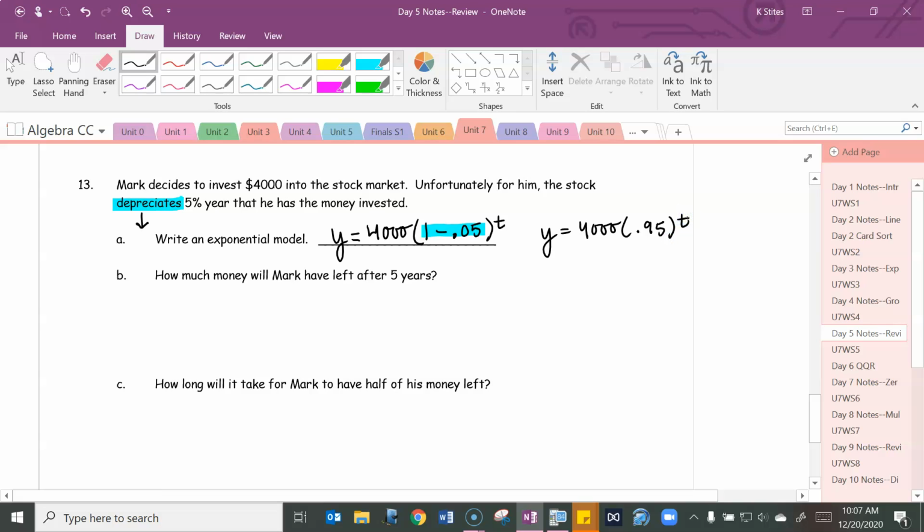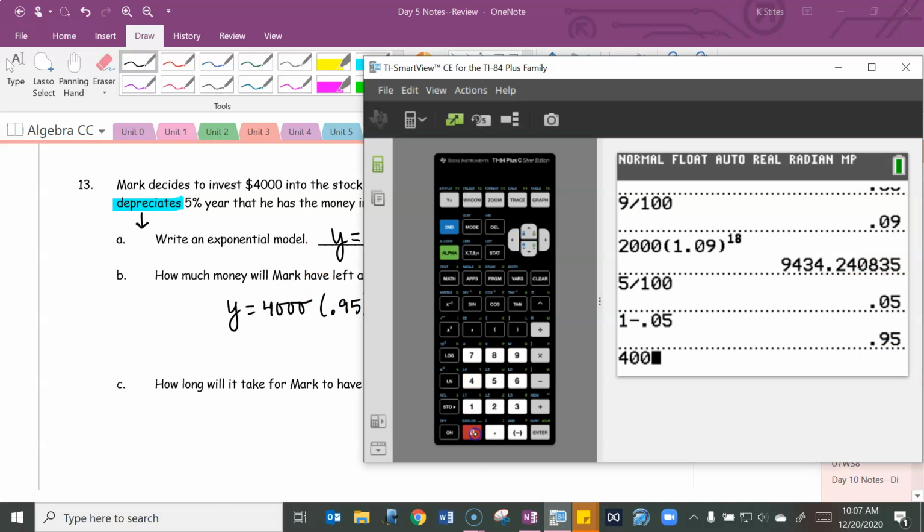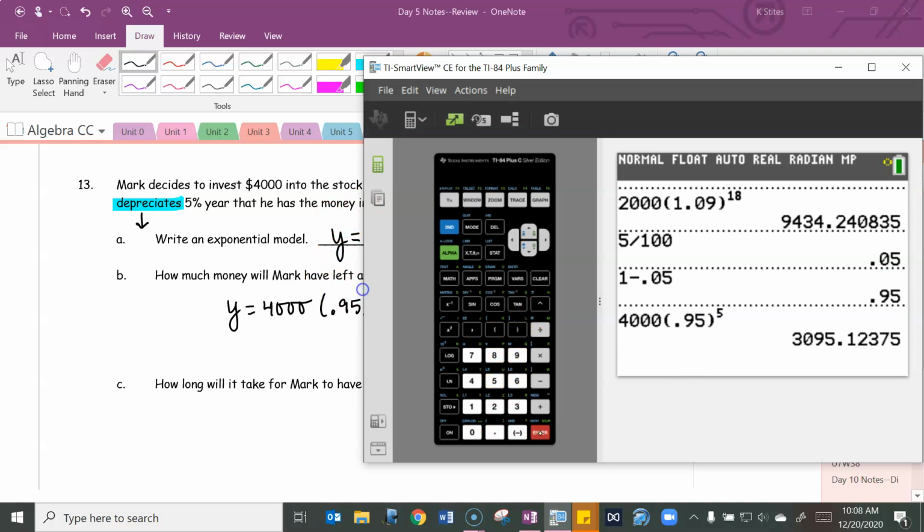All right, so question B, how much money will Mark have left after 5 years? Well, 5 years, again, identify, is that time or is that something else? And 5 years is a time. So we're going to plug 5 in for t. So 0.95 to the 5th power. And this is something we can just type straight into our calculator. And this is $3,095.12.